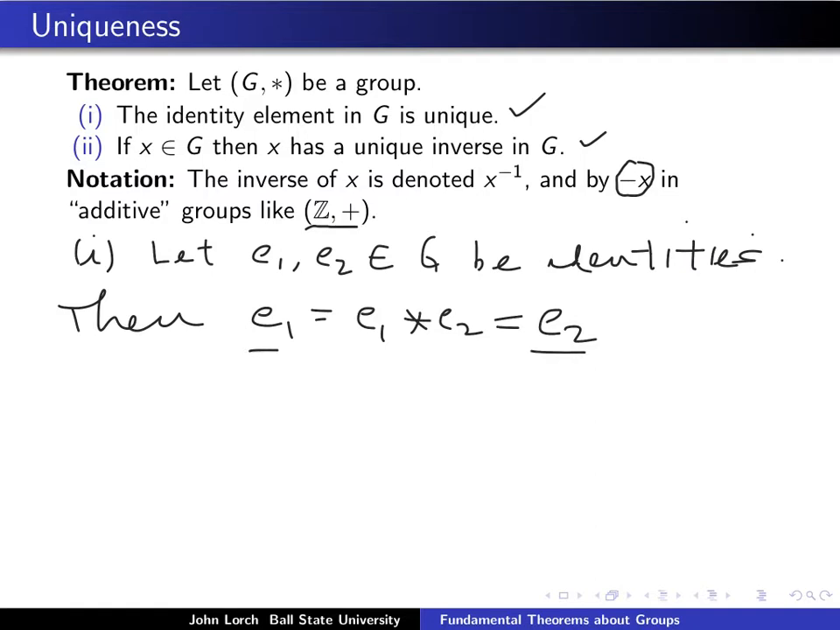That is, if E1 and E2 are identities, then they must be the same thing. And so the identity element is unique in a group.